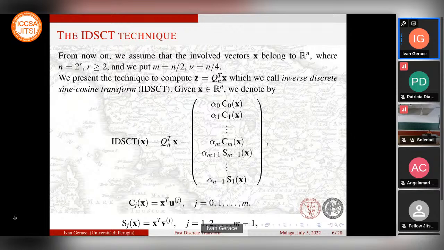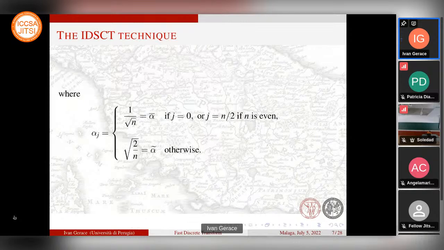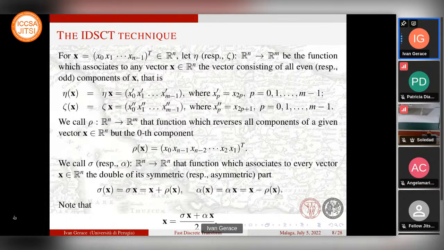A C function is a scalar product of the vector X with the U vector. The U vectors are the ones with cosine. And for the S function, we have a scalar product of X with the V vector. The V vectors are the ones that have sine. And these constants alpha are given by this formula. Then we define the following functions. The function eta selects the even components of a vector. The function zeta selects the odd components of a vector.